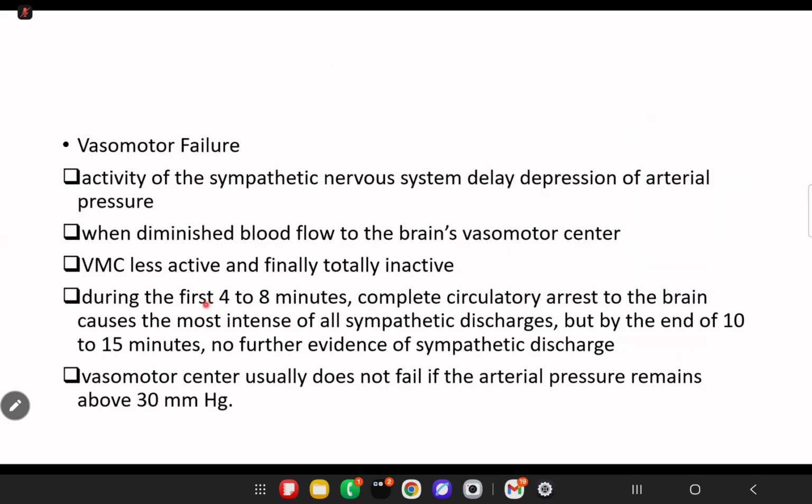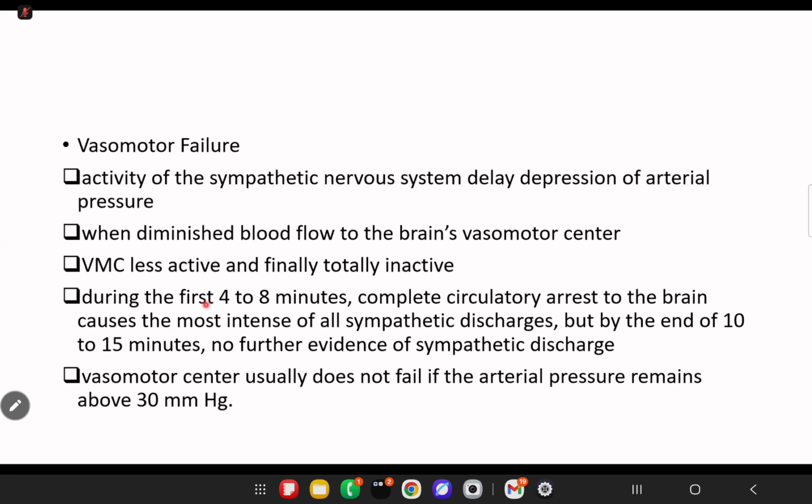So you go into what is called vasoplegia or vasomotor failure. What happens here is the sympathetic nervous system activity will, of course, delay the depression of the arterial pressure. But when your brain's vasomotor center starts becoming ischemic by reduced blood flow, your vasomotor center becomes less active and then finally totally inactive.